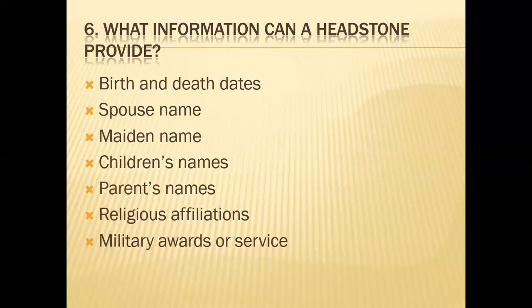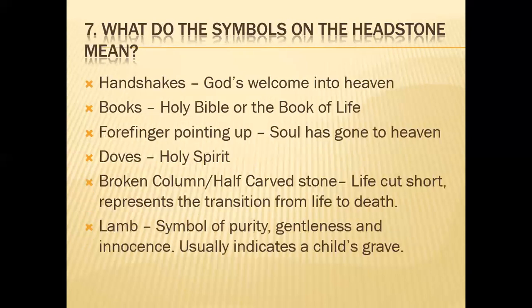Now, what information can a headstone provide? Well, actually lots. First of all, the name of the person, maybe their middle name, birth and death dates, a spouse's name or a maiden name. Some headstones have their children's names on them. Some headstones have parents' names on them. Between the symbolism and some of the other things on the headstone, you can sometimes discern their religious affiliations and also military awards or service.